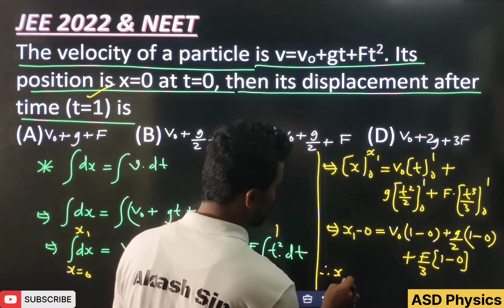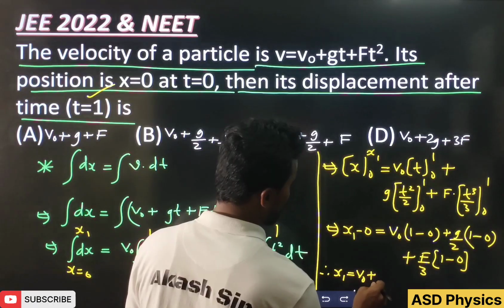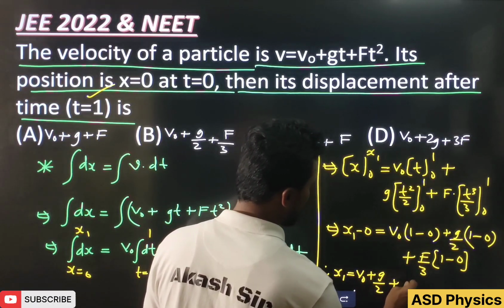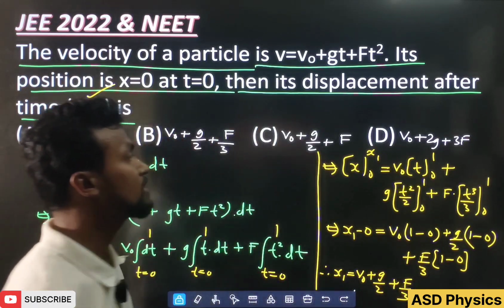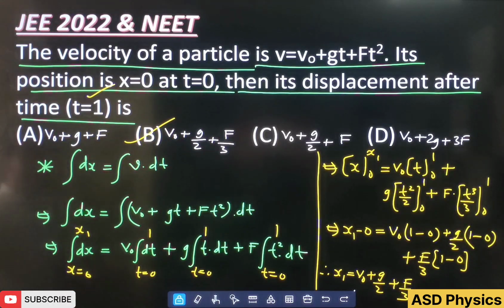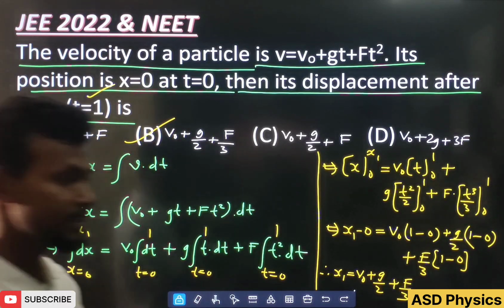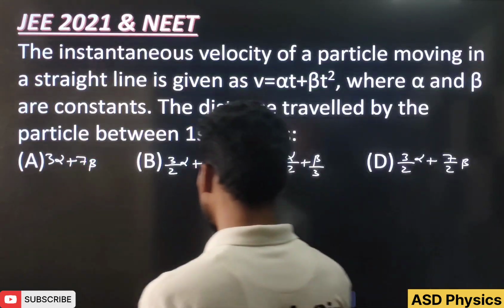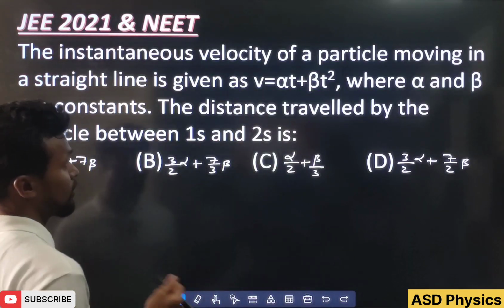So what will happen here? See, this x1 will come as v naught plus g by 2 plus f by 3. Option B is the correct answer. Is it? Great. We are seeing so many questions so that we can understand all the basic things.